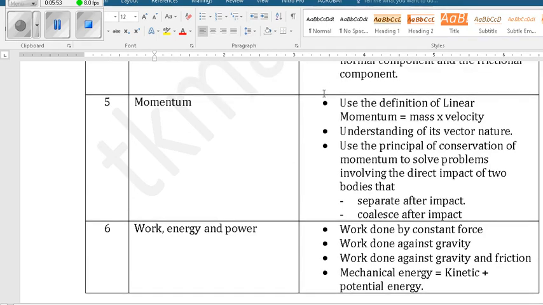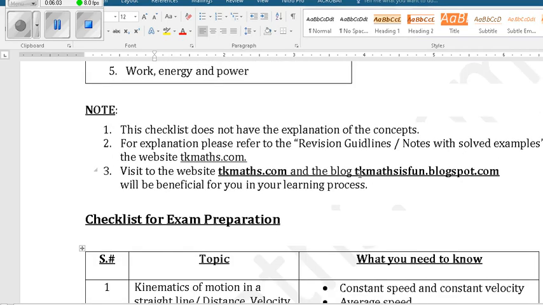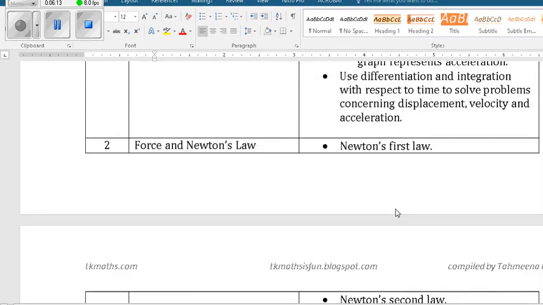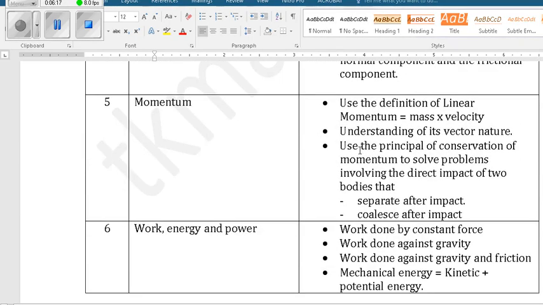So by the way, I have made a complete video on momentum and it is available on my blog address, tkmathsisfun.blogspot.com. So if you go on this side and click M1 and go in the bottom at momentum, you will see the video which has, from beginning till end, explanation and examples of momentum. So if you want to revise, you can revise from there.